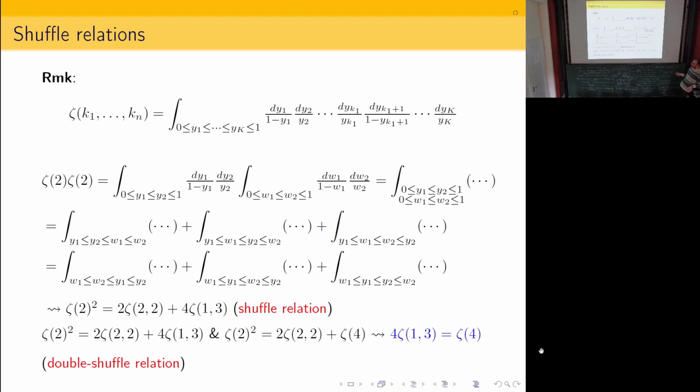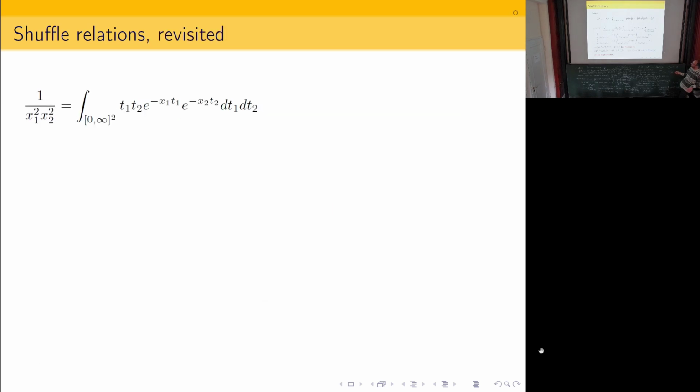But then you put together these two kinds of relations, and you replace then the zeta 2 squared, and you find what are called double shuffle relations, which is in this case just 4 zeta(1,3) equals zeta 4. So this is now a linear relation between multiple zeta values, right? Whereas these were just in the algebra generated by the multiple zeta values. But that's not the approach I want to use for shuffle relations.